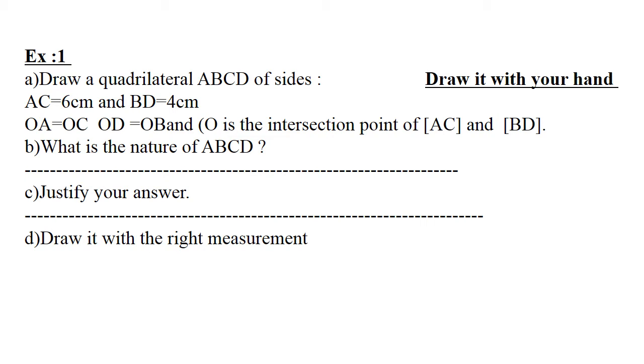So here we have exercise 1 in front of us. Let's read. Part A. Draw a quadrilateral ABCD of sides AC equals 6 cm and BD equals 4 cm. OA equals OC. And O is the intersection point of AC and BD. Part B. What is the nature of ABCD? Part C. Justify your answer. And part D. Draw it with the right measurement.